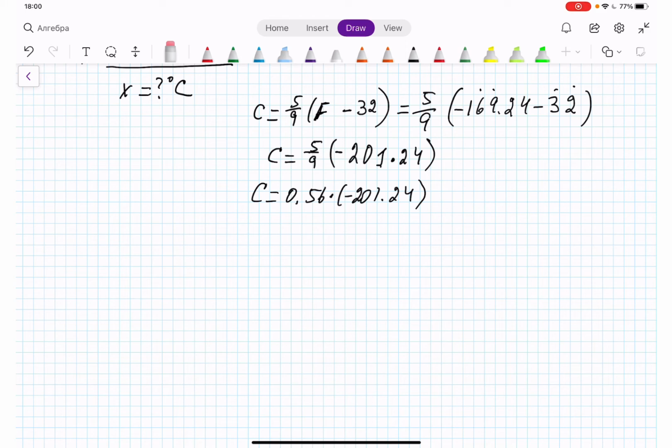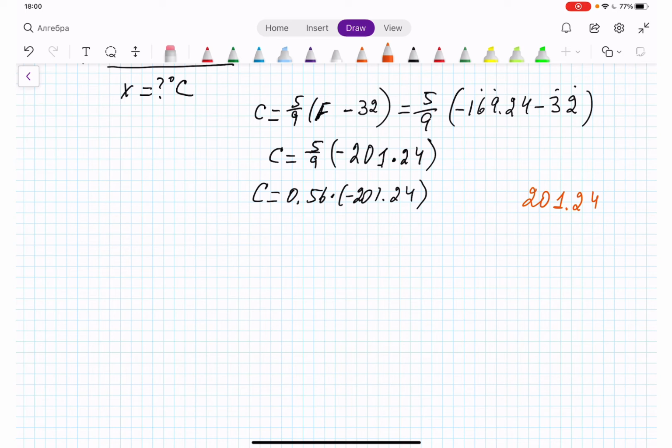I'm going to do it by hand, so I give you one more chance to practice multiplication of these crazy numbers. So 201.24. Always make a habit, the number that has fewer digits, put as the second, because this way I will multiply 5 and 6 by 201.24. But if I put 201.24 on the second line, then I have 1, 2, 3, 4, 5 numbers multiplied by 56. So always put the number with fewer digits second.